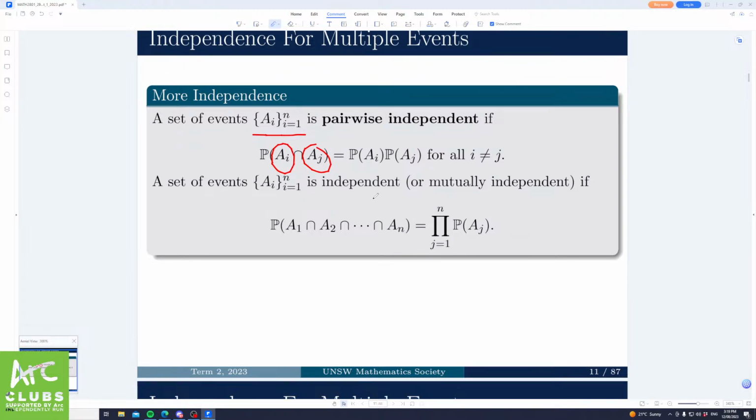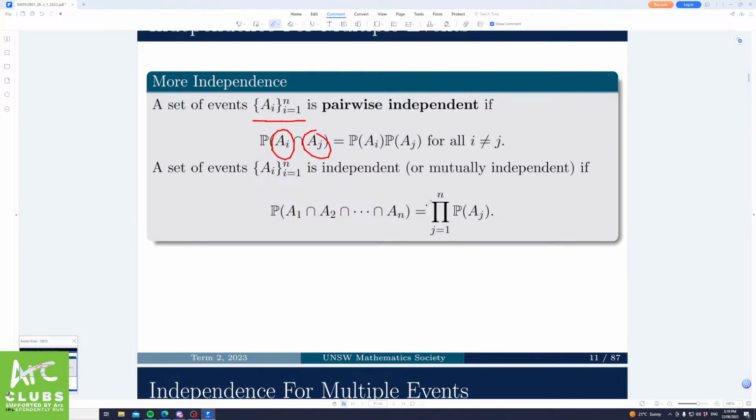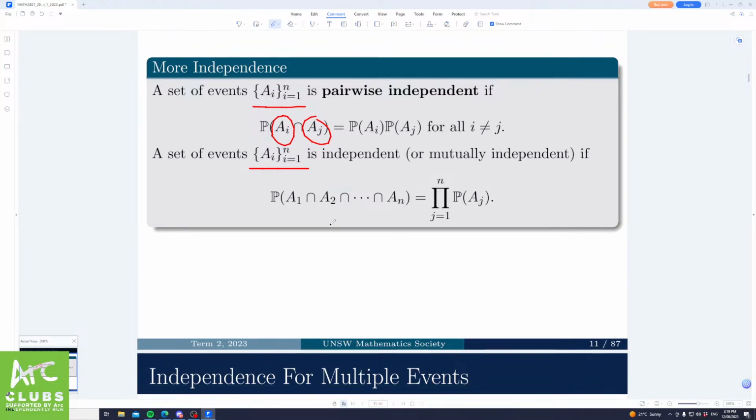And I guess more generally, a set of events is independent or mutually independent if we can take any subset of this original set and every single element in that set would be independent of each other. So in other words, if we take every element from that original set, so A1 all the way up to An, well then we have the probability of the intersection of all of them equaling just the product of all the individual probabilities.